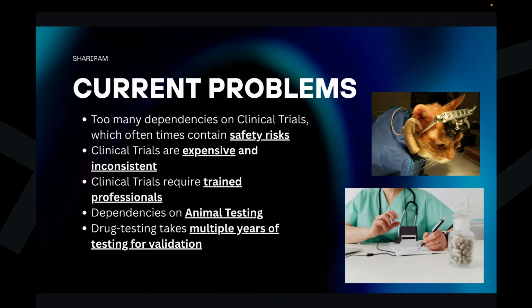And animal testing is also a huge concern within pharma companies, as most pharma companies and the FDA depend on animal testing to determine the reliability and validate the medicine. One statistic is that about 92% of tests which pass on animals fail with humans, essentially saying that using animal trials doesn't necessarily help that much in validating the medicine. And drug testing also takes multiple years of testing for validation as well.